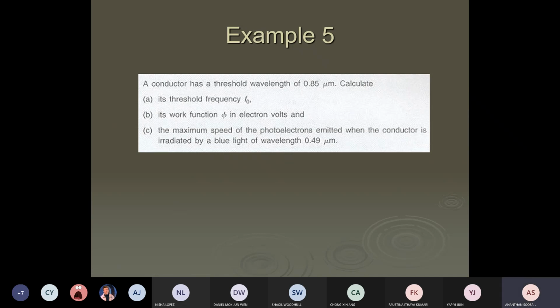v equals f lambda, right? Since it is all EM radiation, v is the speed of light. So v equals f naught lambda naught. From lambda naught, you can find f naught. v is the speed of light. Okay, next.